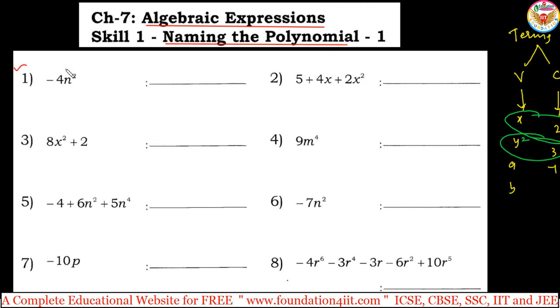If there is only a single term, there is only one. -4 is the number, n square is the variable, multiplying. So this is a monomial. You know mono, right? Mono means only single. So monomial is a single term.